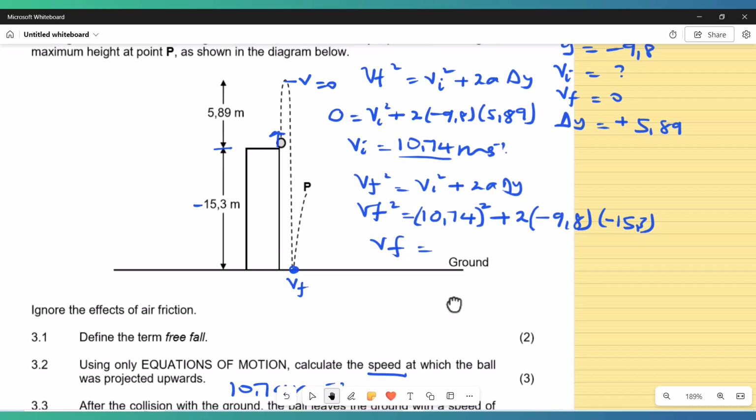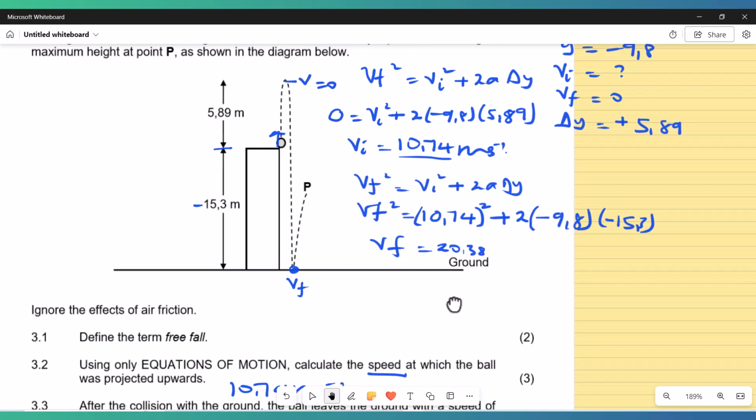What is your answer here? Square root. I have first of all 10,74 squared, and then plus open bracket 2 times 9,8 times 15,3, okay, which gives me here 20,38. So my V final is 20,38 here. I don't know what you get that side, but here I get 20,38.